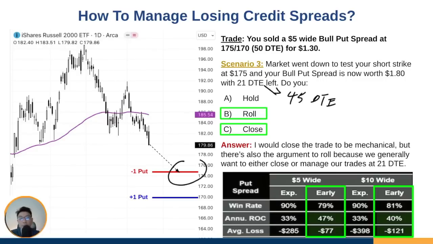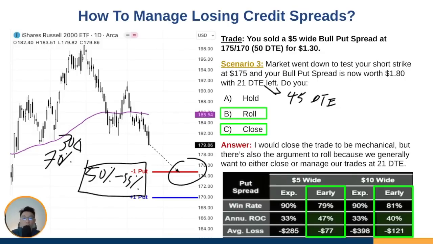Because right now, the market is currently at your short put strike. If you're around the short put strike, your win rate is roughly 50 to maybe 55%. But when you first put on the trade, most likely it should be higher, maybe around a 70% win rate if you chose something like a 30 delta put spread. So right now, you have to settle for a lower win rate trade. Whether you want to roll or not really comes down to you.